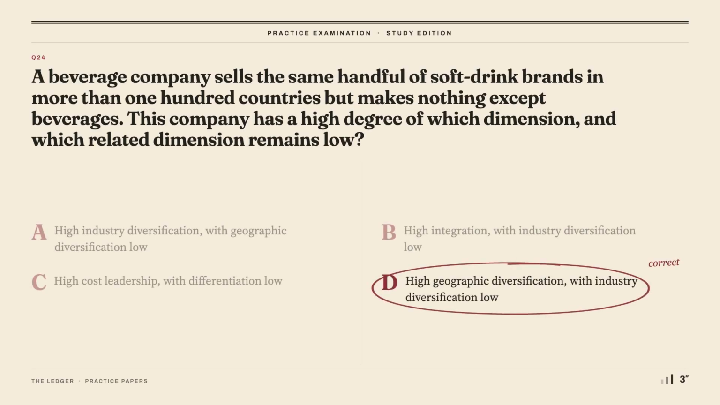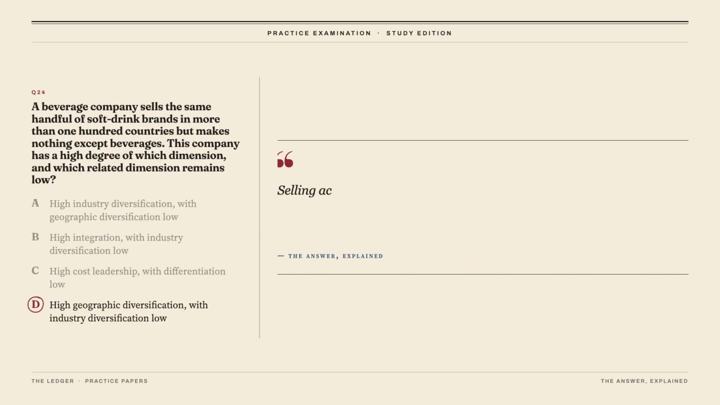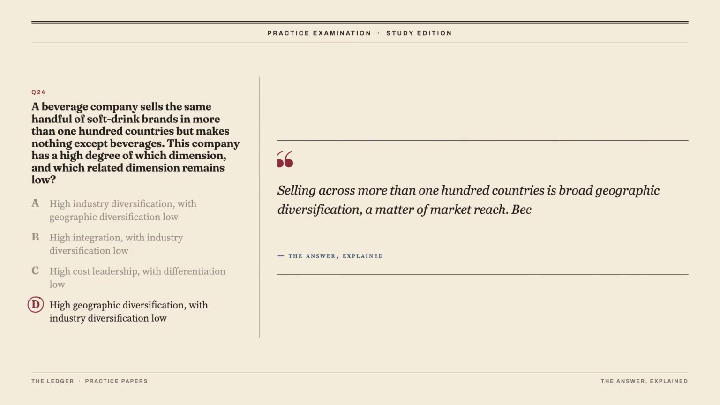The correct answer is D. High geographic diversification with industry diversification low. D is correct because selling across more than 100 countries is broad geographic diversification, a matter of market reach. Because the company still operates only in the beverage industry, its industry diversification stays low. The two dimensions are independent and are a classic point of confusion.